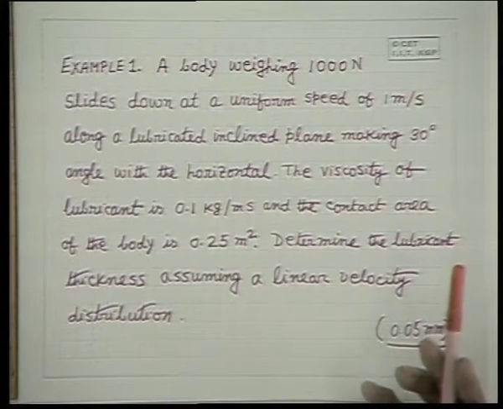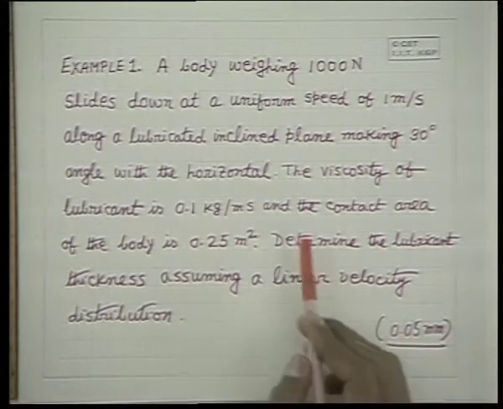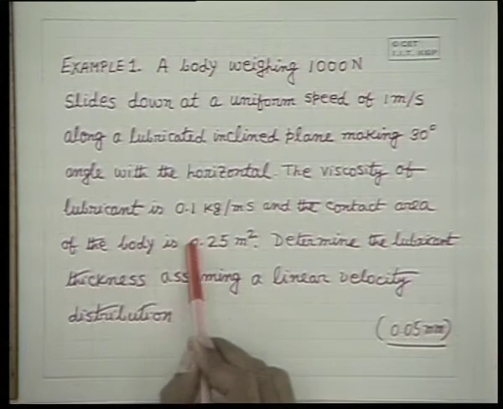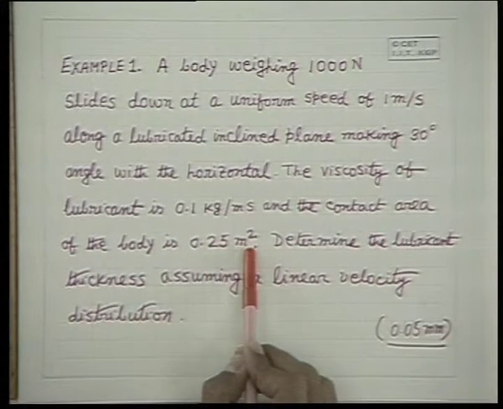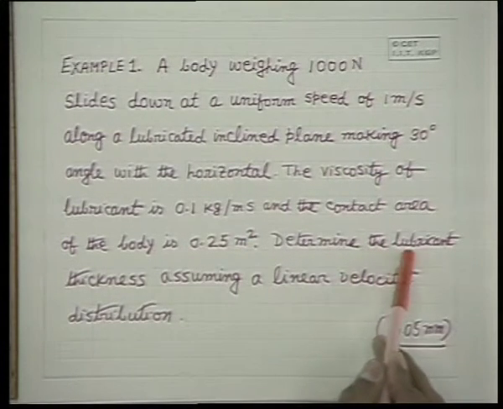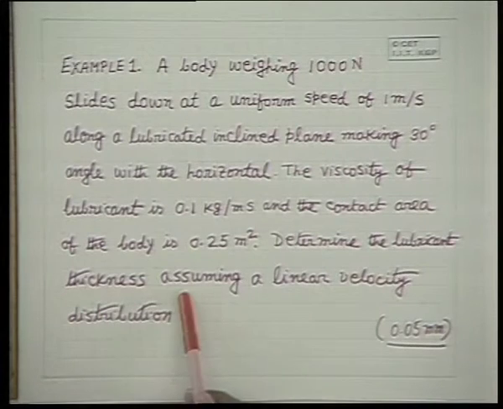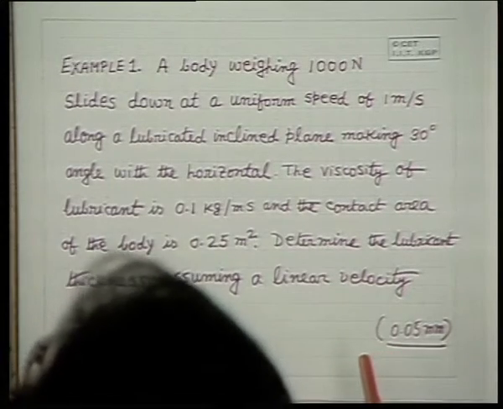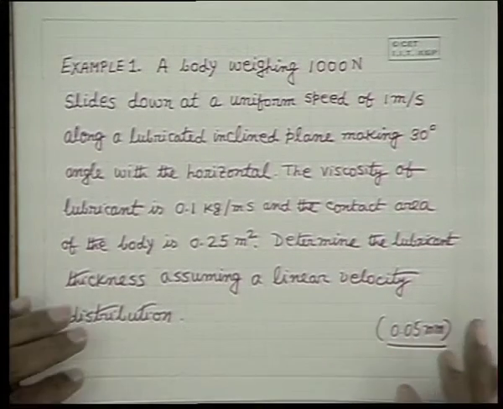You can see from the equation tau is equal to mu du dy, and the contact area of the body is 0.25 meter square. Well, determine the lubricant thickness assuming a linear velocity distribution. Well, so let me solve this problem.